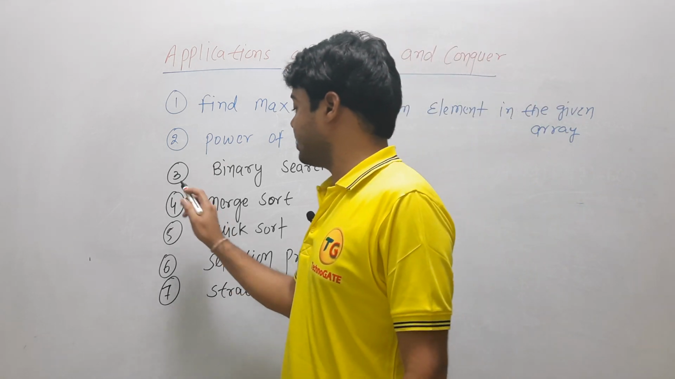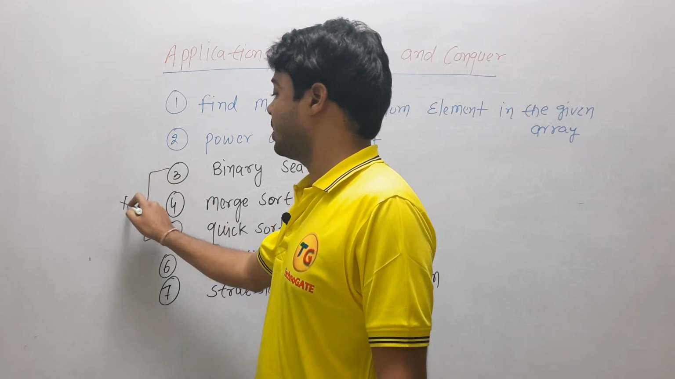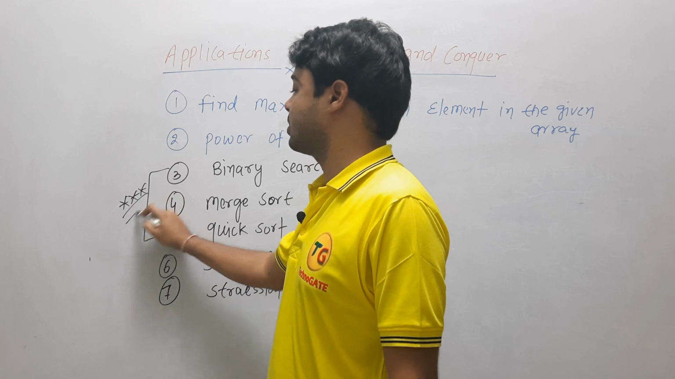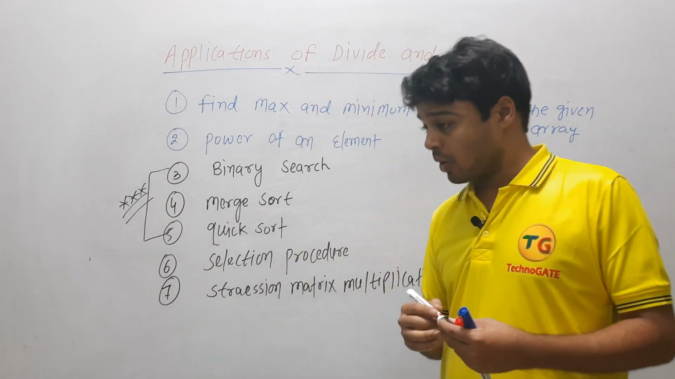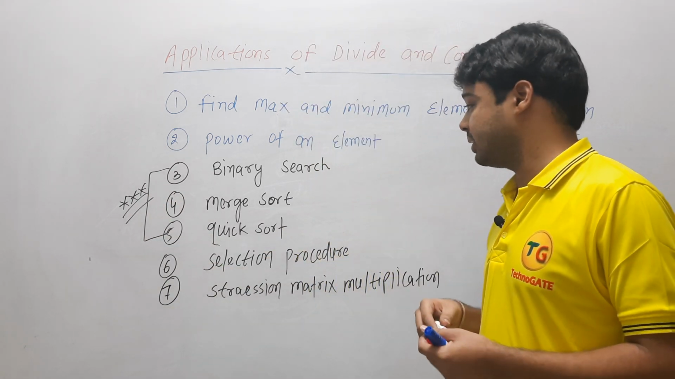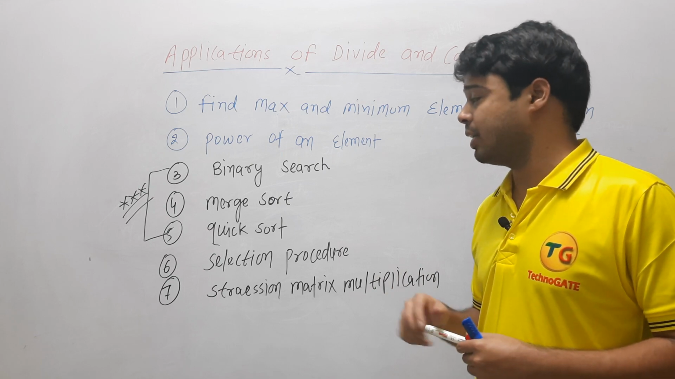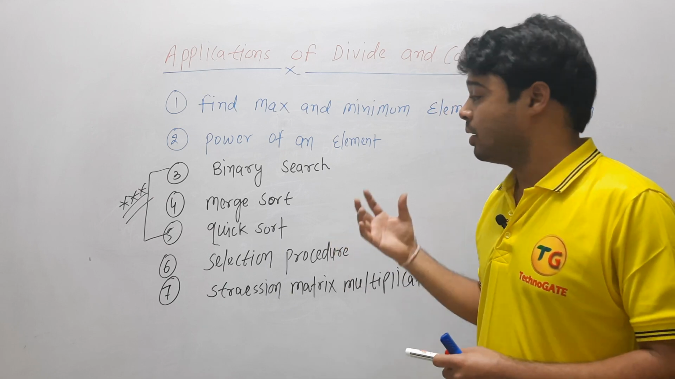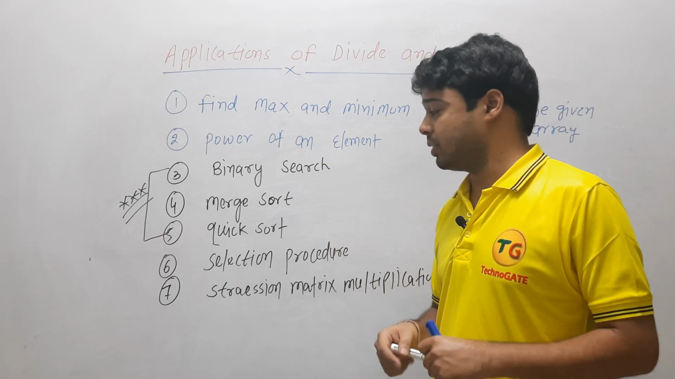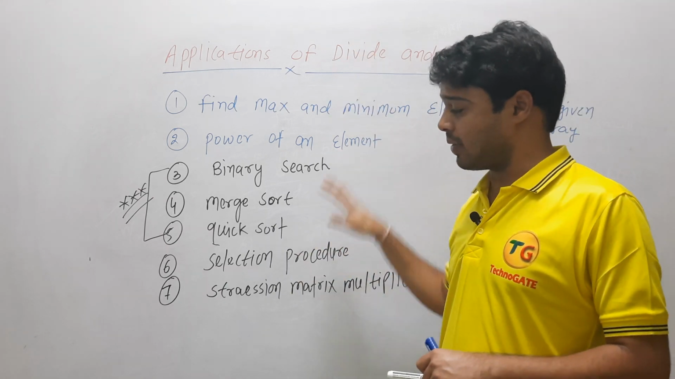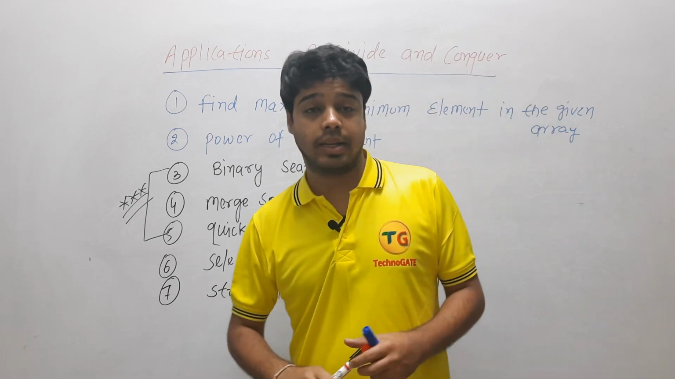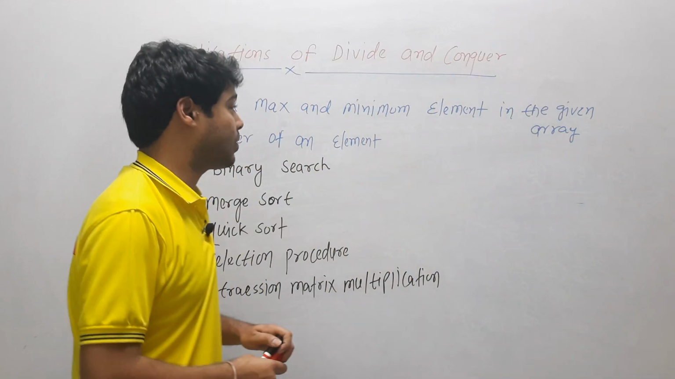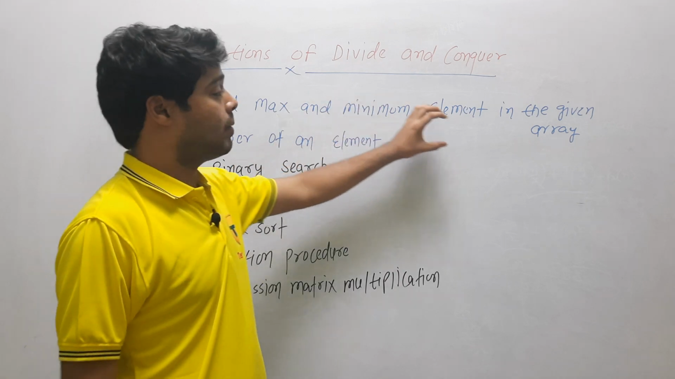So these three are very important here. We will discuss them in a good and deep manner: what is binary search, what is merge sort, what is quick sort, all about complexity, and all about the GATE problems also, which type of problem they ask in the GATE examination. We will discuss these 7 problems in the next upcoming lectures. First we start from finding the maximum and minimum element in the given array.